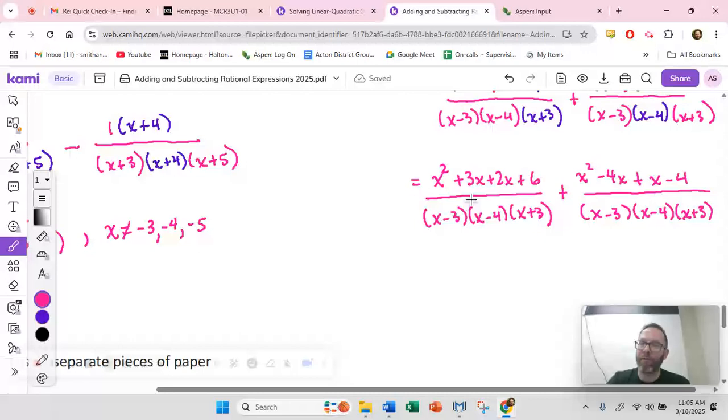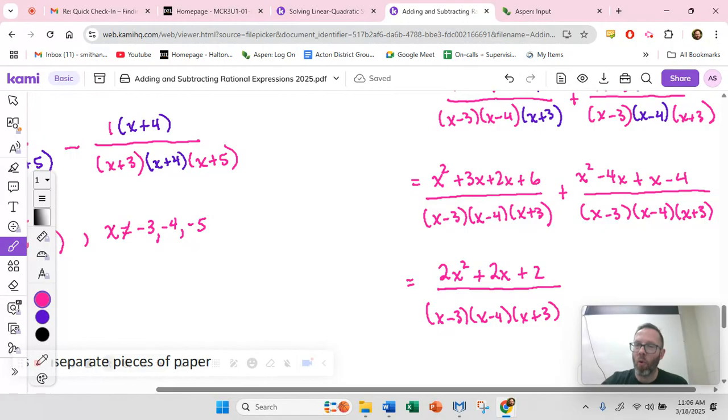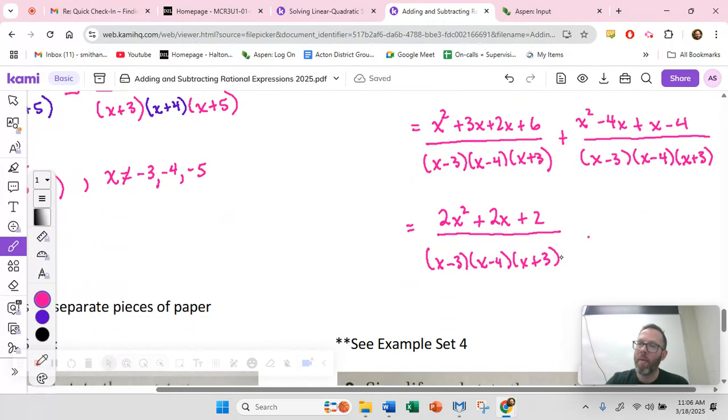Let's wrap it up. X squared and x squared, 2x squared. 3x, 2x, minus 4x, and x. I believe that adds up to 2 in total. 3 plus 2 is 5, minus 4 is 1. Yep. And then 6 plus negative 4 plus 2, all over x minus 3, x minus 4, x plus 3. We did it. Of course, there are some restrictions. What makes the bottom 0? Plus or minus 3 or 4.